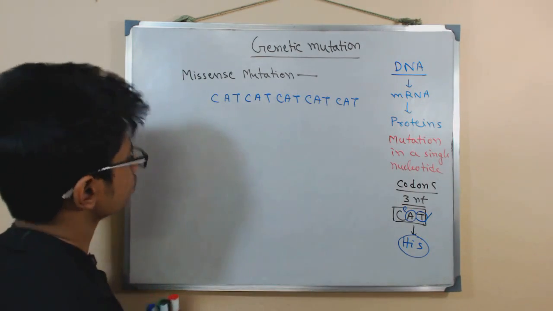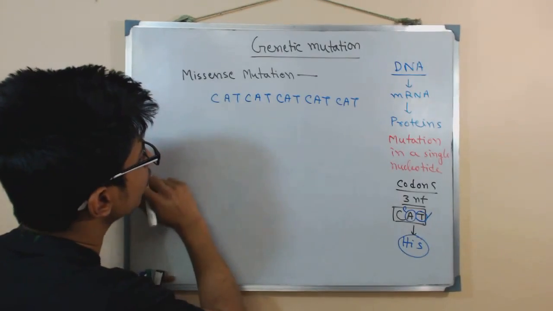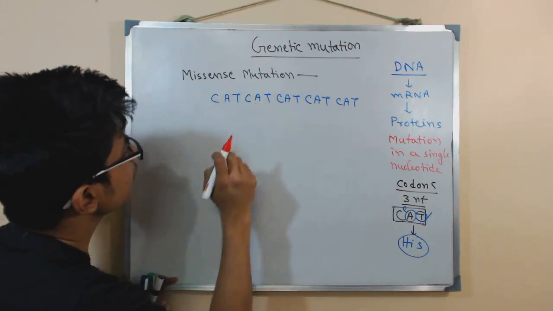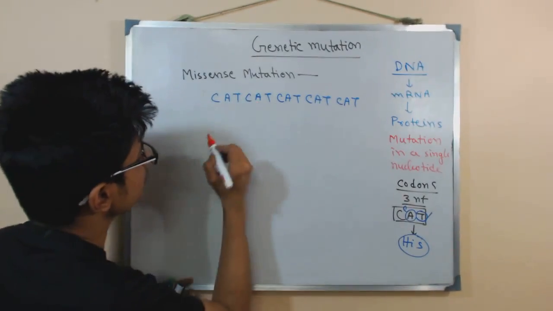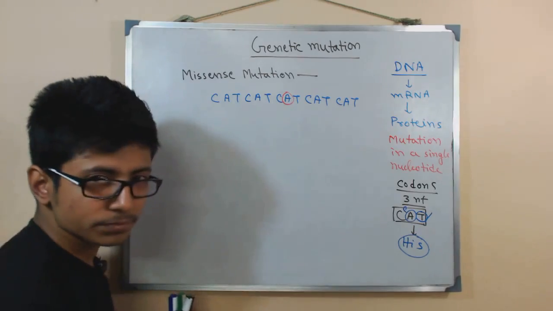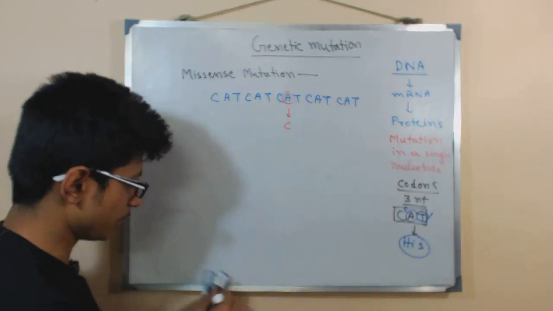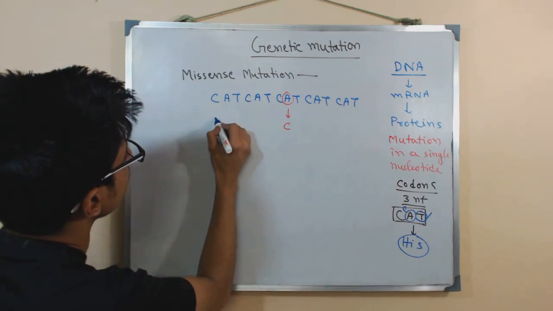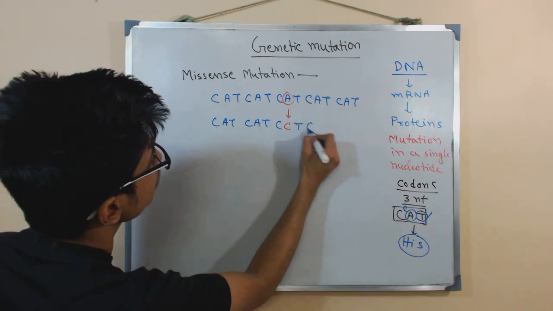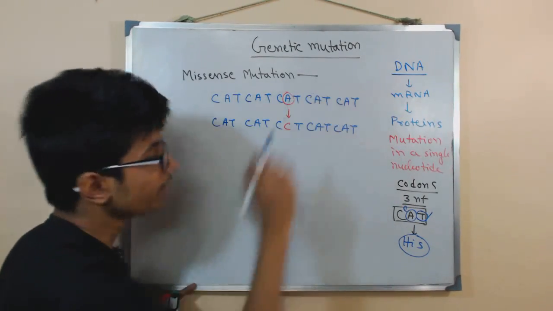Now what happens here, for example, during this stretch, somehow they change one of these bases. For example, this particular base got changed. Instead of A, there is a C incorporated. Rest of the things remains the same. CAT, CAT, CAT, CAT. So remember, this is the DNA normally.